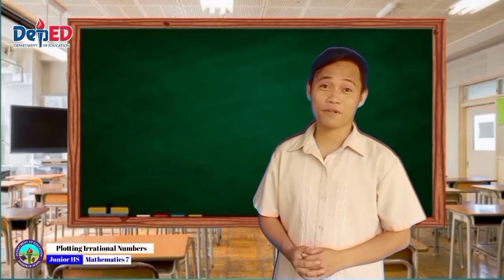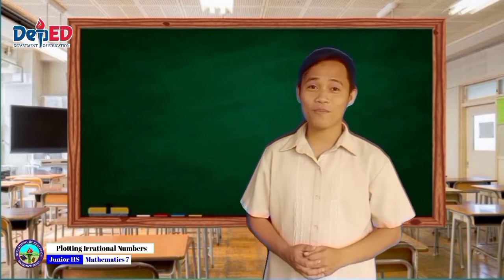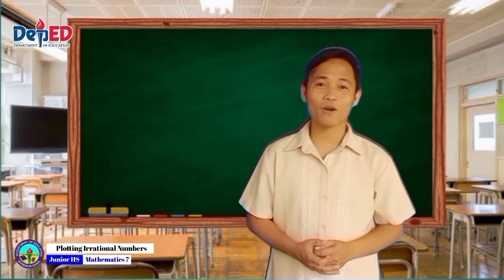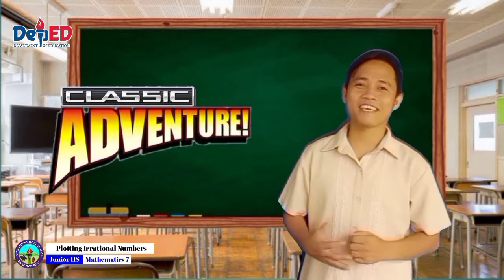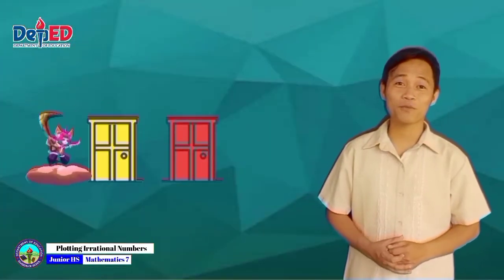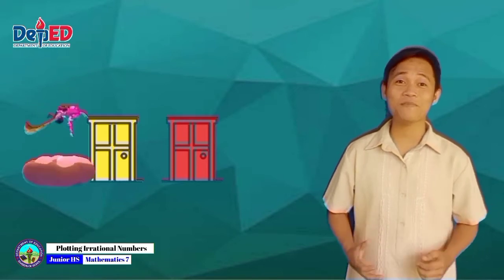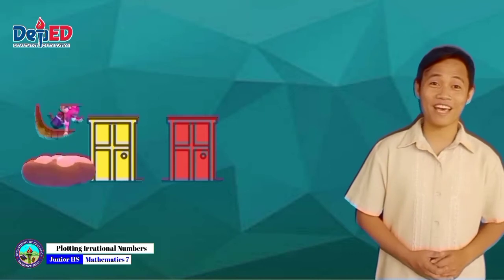Before we start our discussion for today, let us see if you have already mastered the previous lesson, which is all about estimating the square root of a whole number to the nearest hundredths. Let us have a classic adventure review. Help Nana to find the exact doors to be opened to reach her home by estimating the square root to the nearest hundredths. Are you ready to help Nana?